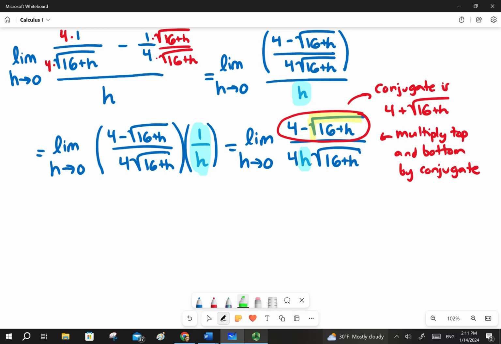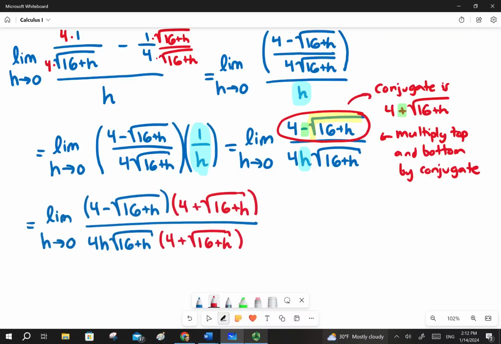Forming the conjugate for a sum or difference involving square roots is always as simple as just changing the operation from plus to minus or from minus to plus. If we multiply the top and bottom by 4 plus the square root of 16 plus h, we get the limit as h approaches 0 of 4 minus the square root of 16 plus h times 4 plus the square root of 16 plus h in the numerator, and 4h square root of 16 plus h times 4 plus square root of 16 plus h in the denominator.